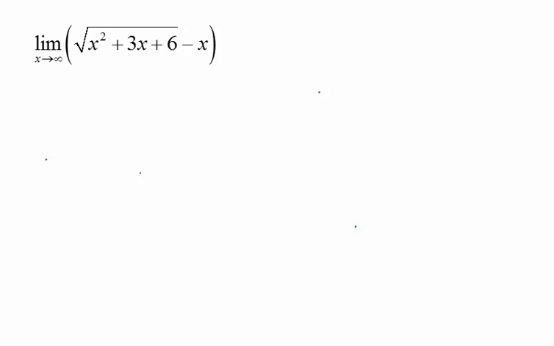We have the limit as x goes to infinity of the square root of quantity x squared plus 3x plus 6, and then minus x. If we try to directly evaluate this, we see we get an infinity minus infinity. So that's an indeterminate form, and we don't know what that could be.